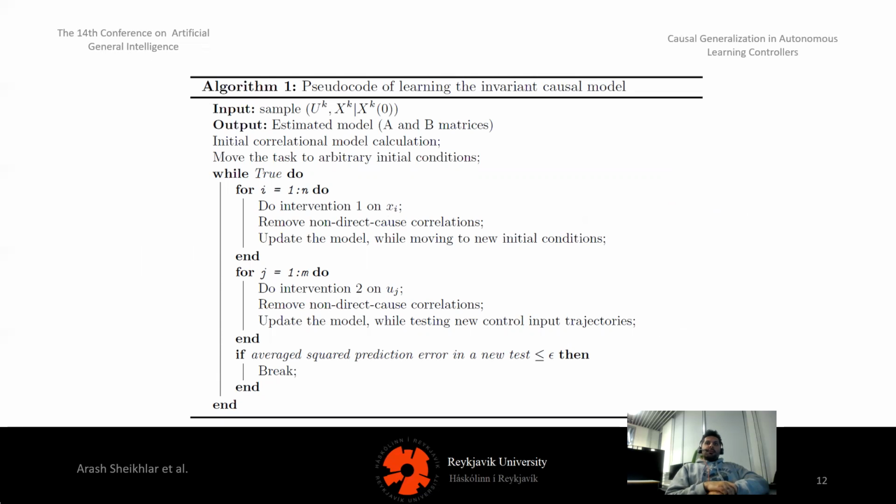Finally, this is the algorithm that is being used. It gets input-output data given an initial condition and estimates the parameters of the model class that I just introduced, constantly. And those parameters are integrated as A and B matrices. After every intervention, the non-direct cause correlations are removed from A and B matrices, and new parameters for the model will be estimated afterwards, while getting new data.